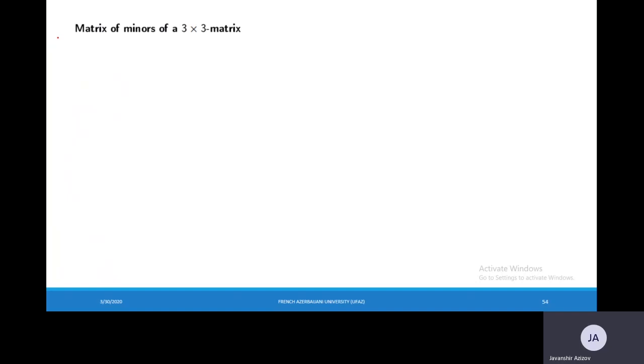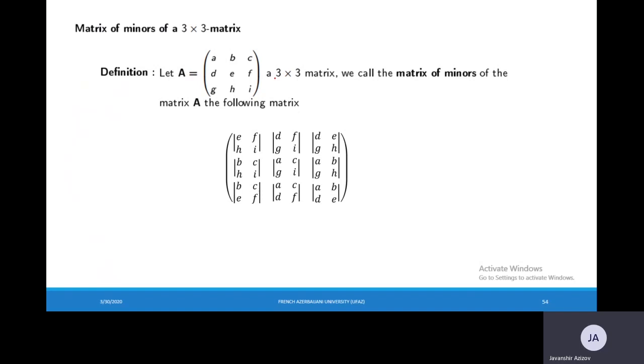Matrix of minors of a 3 times 3 matrix. Suppose that we have a 3 times 3 size matrix A, then this matrix is called a matrix of minors of A.